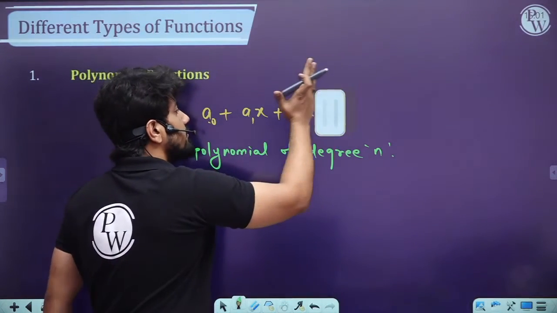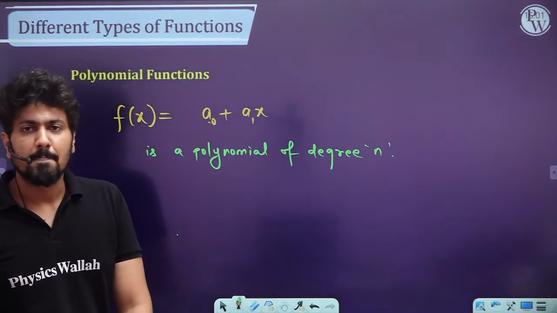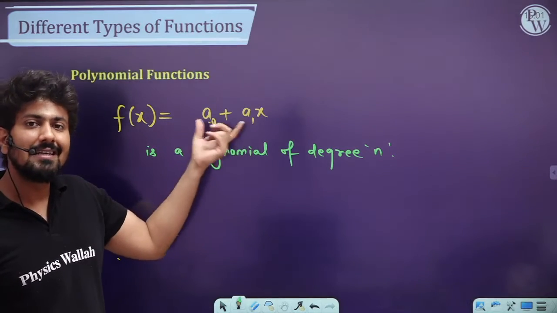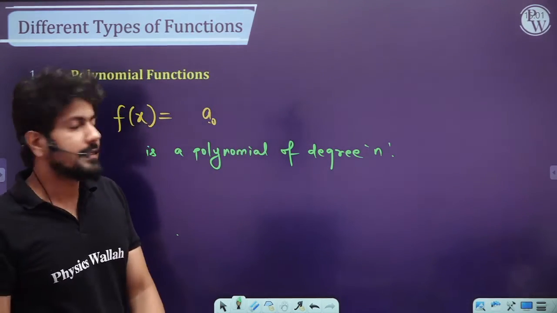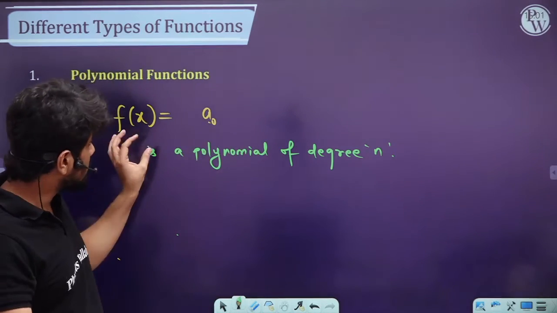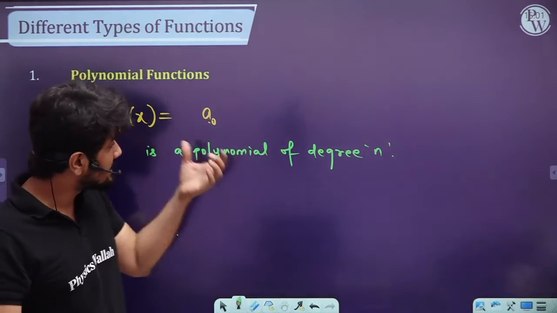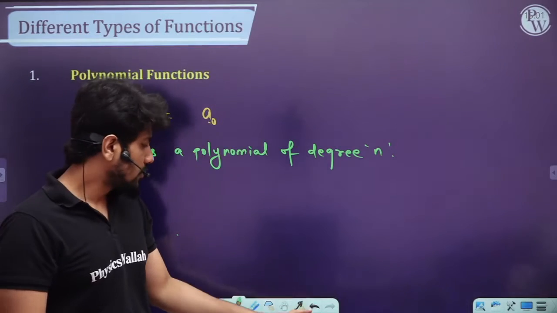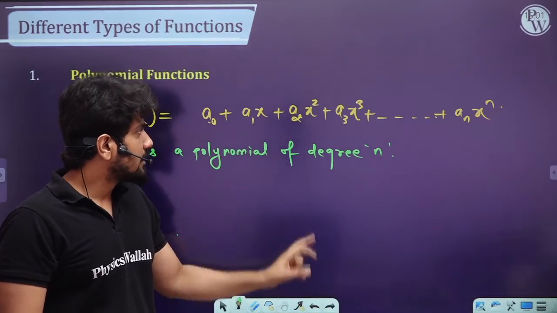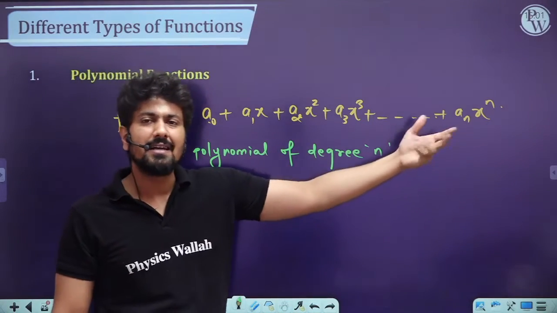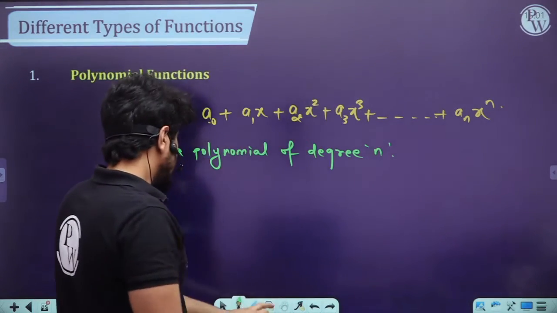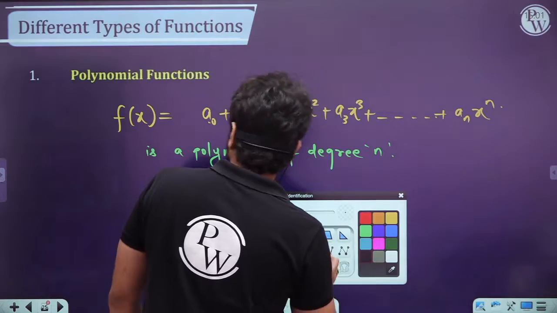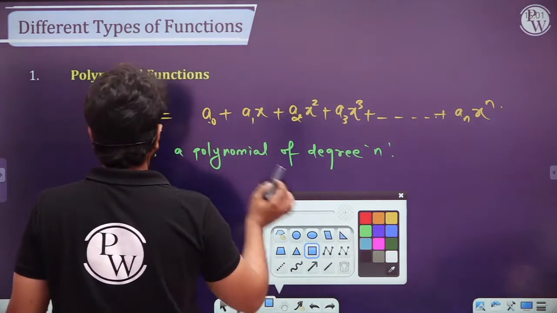Suppose the highest power is 1 only. Now this is a linear polynomial. And suppose there is no variable, only a constant: f of x is equal to some constant. This is known as a constant polynomial. So quadratic, cubic, degree n, degree 5, whatever we can get. This is the general picture of a polynomial.